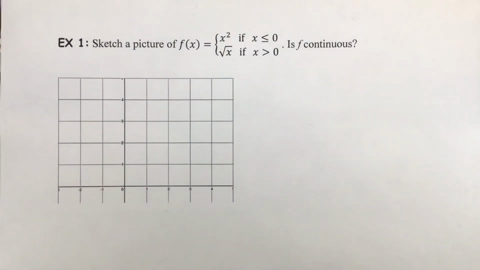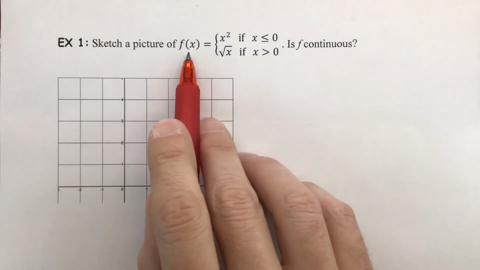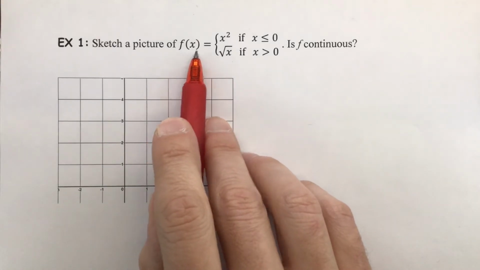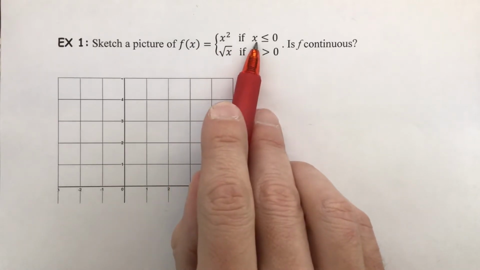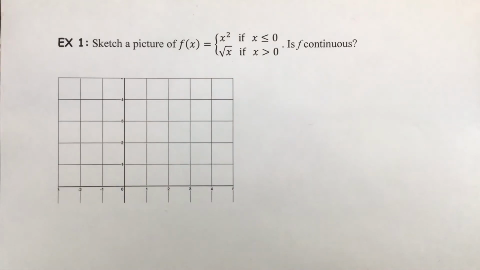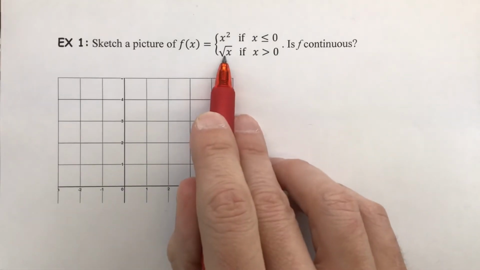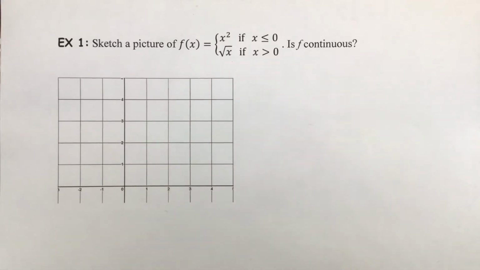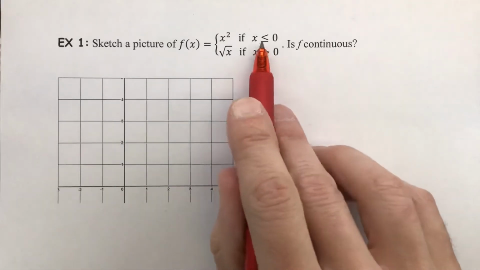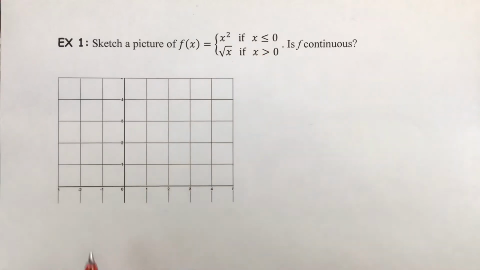Example 1, let's go ahead and try and sketch a piecewise function. The piecewise function we're going to look at, f of x, is going to be defined using two subfunctions. The first is going to be x squared, which is going to be for the interval x is less than or equal to 0. The second is going to be the square root of x, which is going to be defined for x greater than 0. So the transition between the two graphs is going to exist at x equals 0, which is going to be along the y-axis.